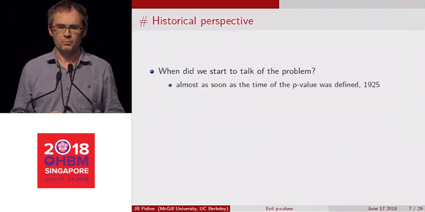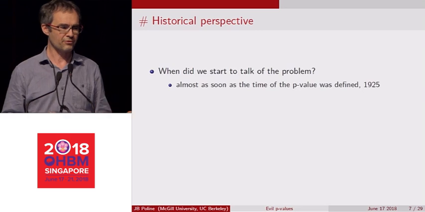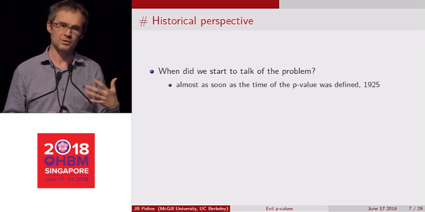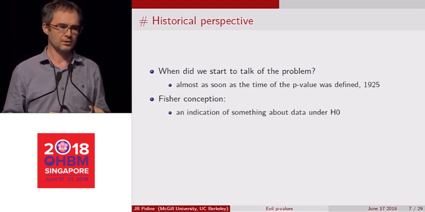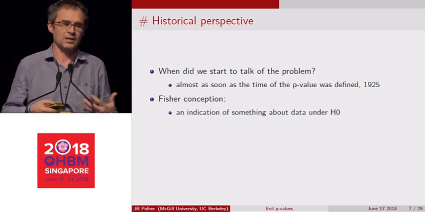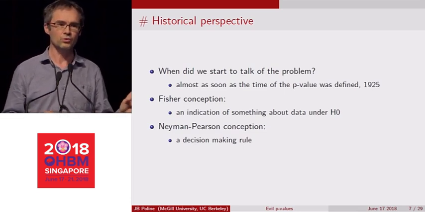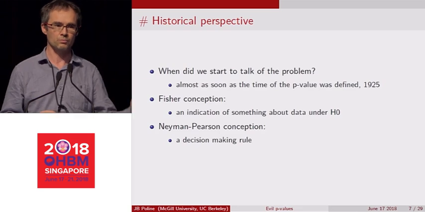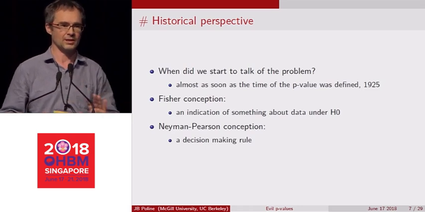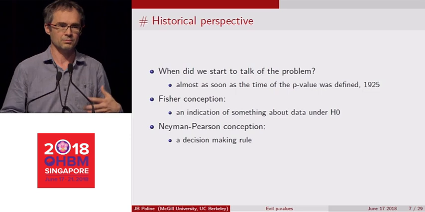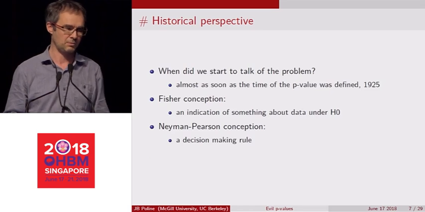So what's the historical perspective? First of all, what about the p-value? It was introduced in 1925, so a very, very long time ago. And as soon as it was introduced, it started to create problems. The Fisher conception was that this is something indicating something about the data under the null, right? And then there's the Neyman-Pearson conception, which is basically just a rule for making a decision. You choose your p-value threshold before your experiment, and then you just decide whether it's accepted or rejected, and that's it. You don't even look at the p-value. It doesn't carry any information by itself. Only the threshold you have decided on is important.